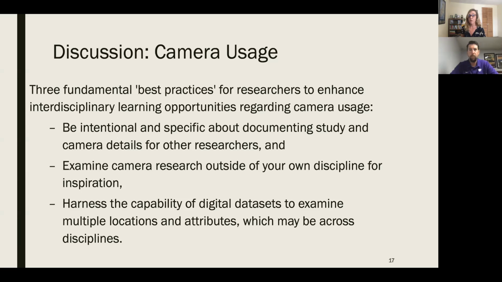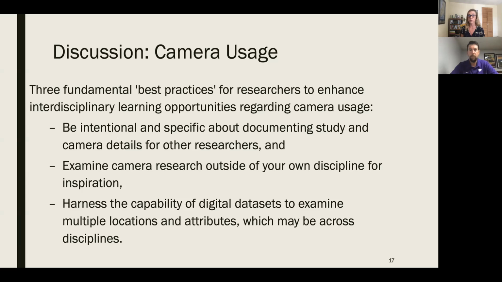This would allow us and other researchers to examine camera research outside of your own discipline. If we're documenting those specific recommendations and camera details, then we can better learn from one another. This systematic review really allowed us to do that and reflect on these things. And one recommendation that we've also come up with, which Ryan just alluded to a little bit, is harnessing the capability of digital data sets to examine multiple locations and attributes.